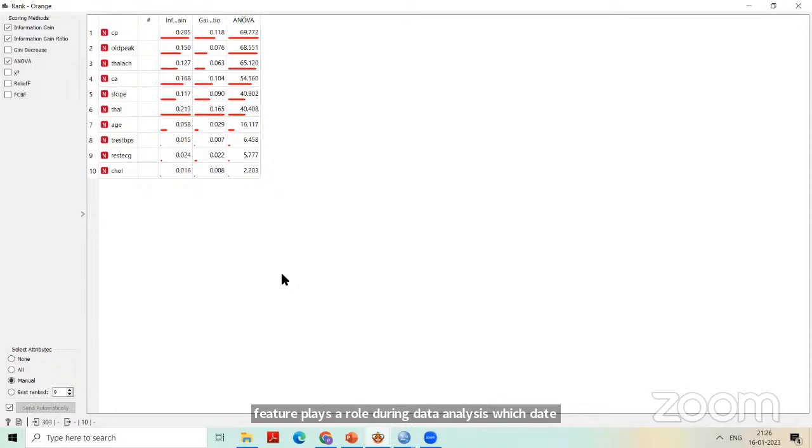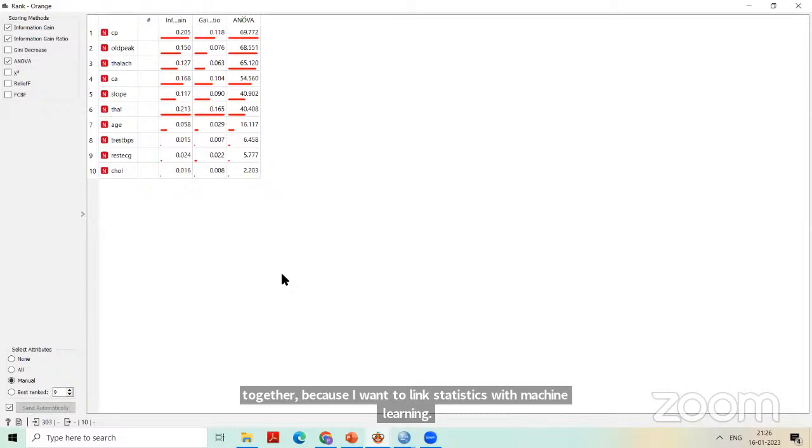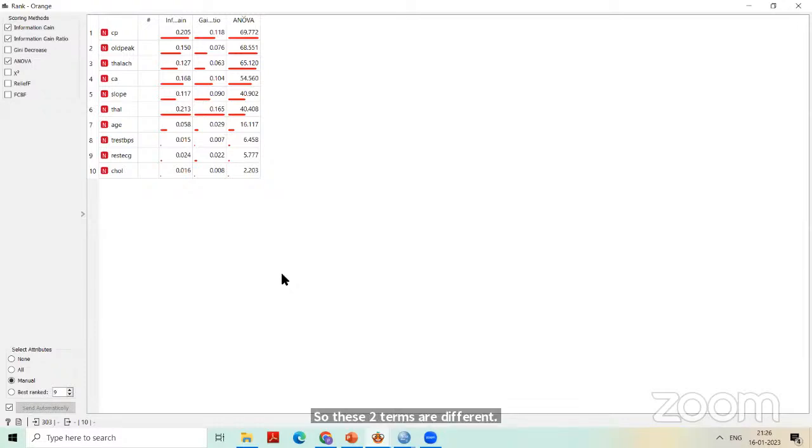Okay. Now here, why am I telling you both things together? Because I want to link statistics with machine learning. These two terms are a bit different, but the things which we are doing are the same. We are performing statistical analysis for hypothesis testing, and we are performing statistical analysis for feature importance. Okay. So this is about the feature importance.